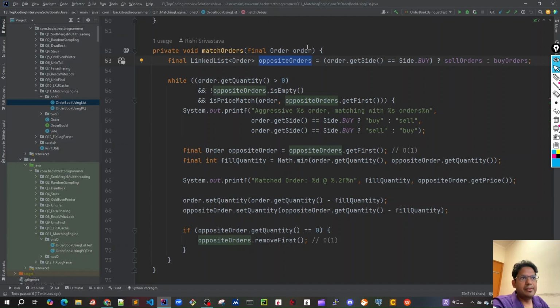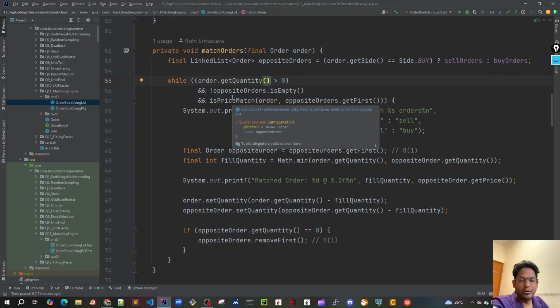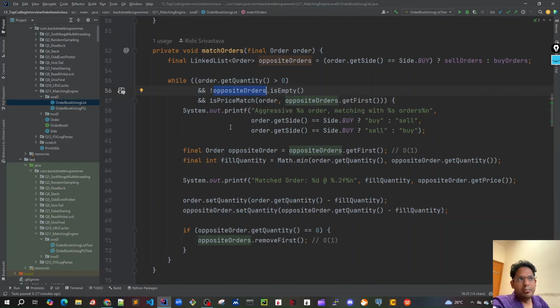Suppose I have received a buy order. Then we get the opposite orders as sell orders. We have to check whether the quantity is greater than 0, only then can we match it. Also the opposite side, the sell orders, should not be empty. And this is the price match condition. We get the first part, because we know that at the head of the linked list we have the best price order.